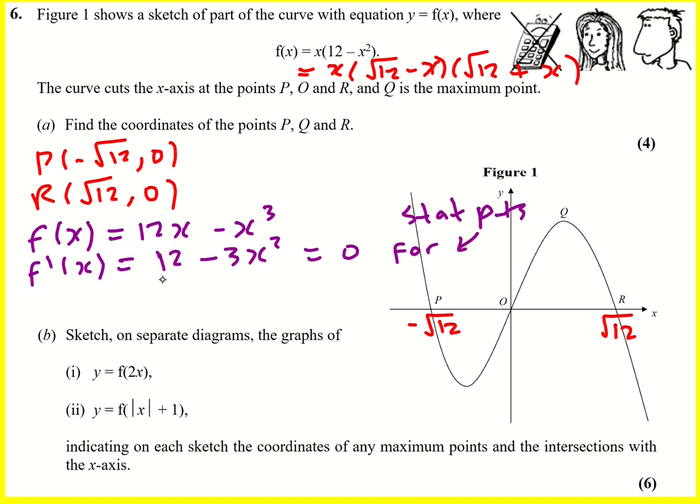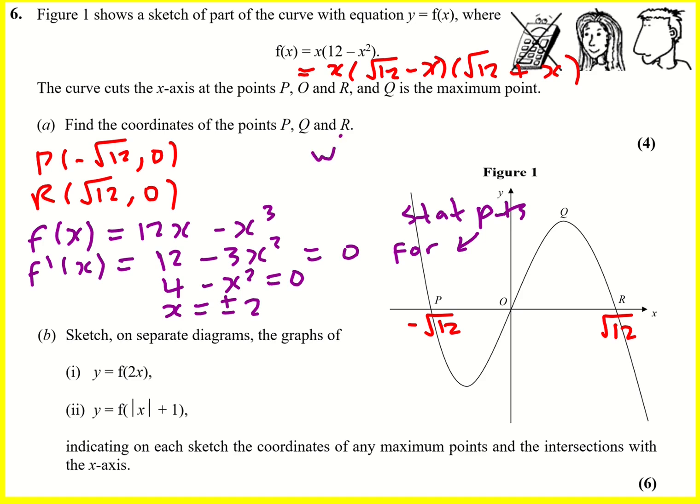Divide through by 3, so 4 minus x squared equals 0, and that's going to give me x equals plus or minus 2. Now I can see from the graph that this one's going to correspond with minus 2, and Q is going to correspond with 2.